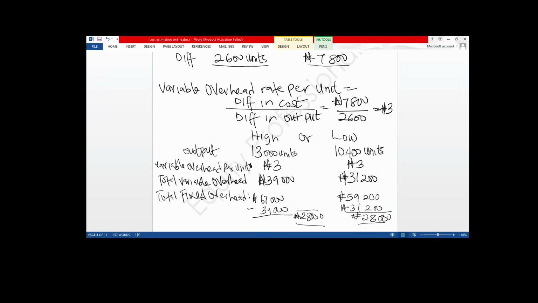Recall, there are 3 conditions for high and low method. One is that there must be activity at the highest level and the lowest level. Number 2 is that the total fixed cost must be the same, whether at the highest level or at the lowest level. The third condition is the variable cost per unit must be constant. These are the 3 conditions for high and low method.